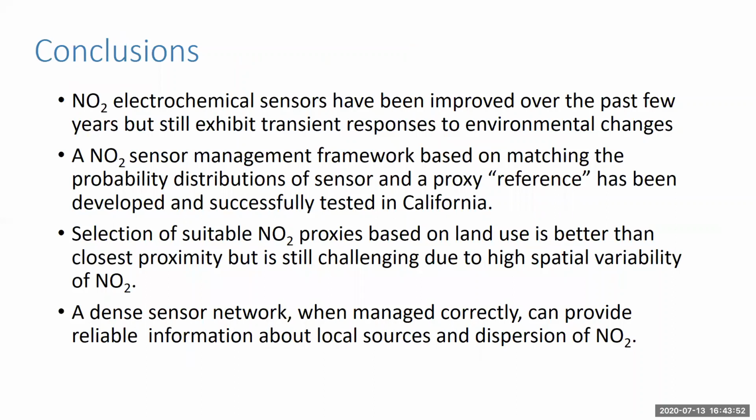So in conclusion, NO2 electrochemical sensors have been improved over the past few years, but they still exhibit transient responses which need to be taken into account when looking at the data. We've developed an NO2 sensor management framework called MoMA, and it has been successfully tested in California. What's clear is the selection of suitable NO2 proxies based on land use is better than closest proximity, but it's still challenging due to high spatial variability of NO2. And finally, a dense sensor network, when managed correctly, can provide reliable information about local sources and dispersion of NO2.